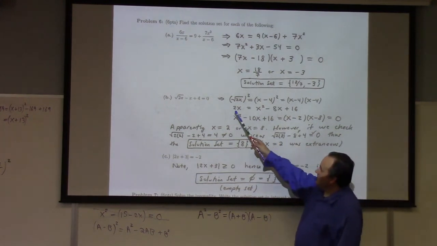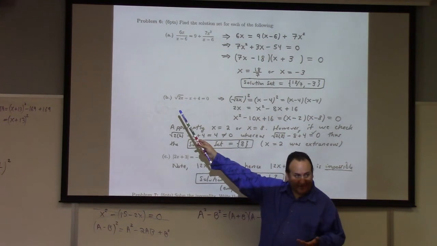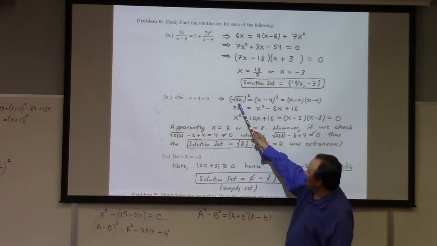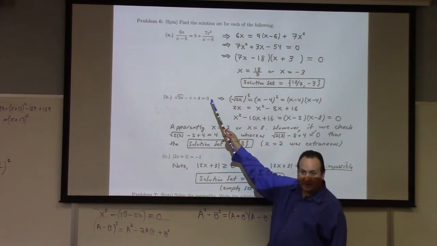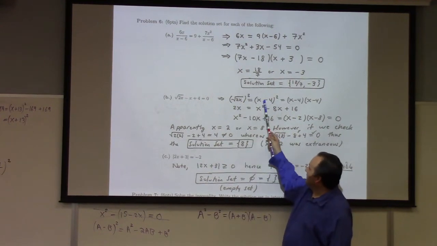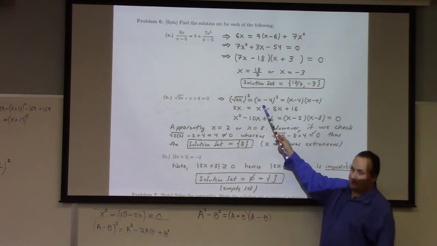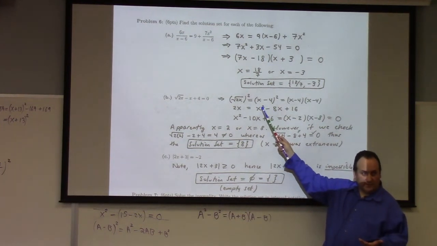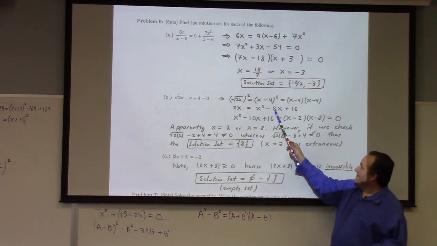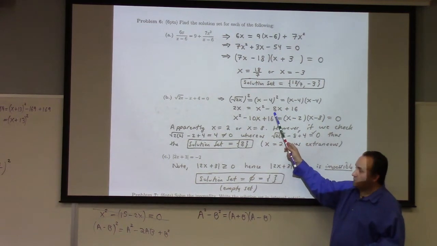This one here, again, isolate the radical. Step number 1, isolate the radical. So I isolate the square root of 2x by adding x and subtracting 4 to the other side. Then I square it to get rid of the radical. That gives me 2x equals this. When I square that, it's not just x squared plus 4 squared, right? It's x squared minus 8x plus 16. There's this middle term. Don't forget the middle term.